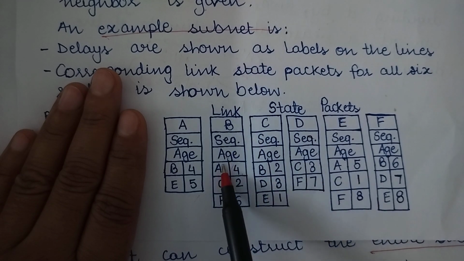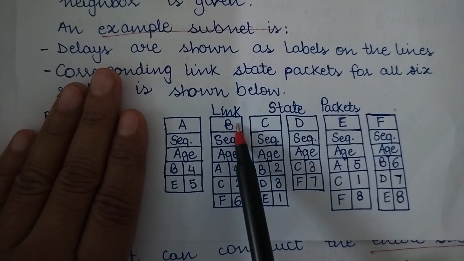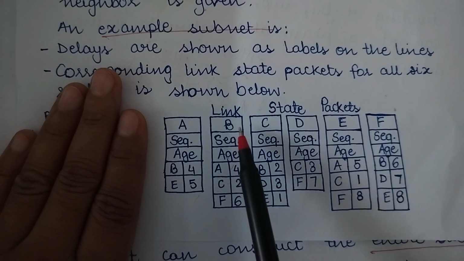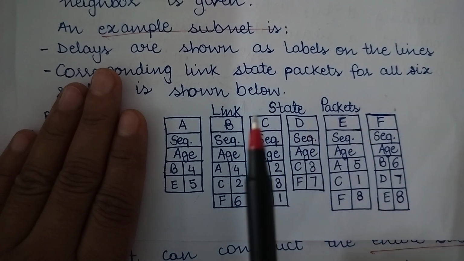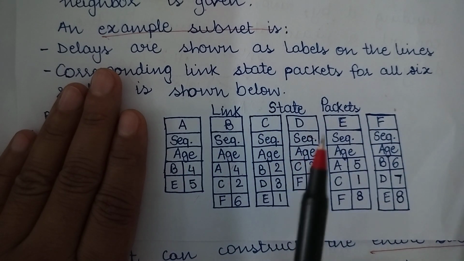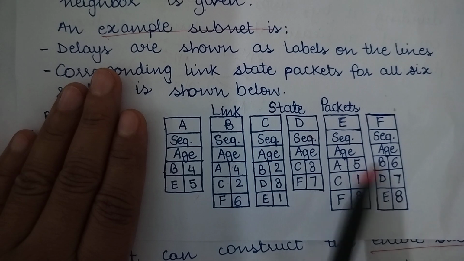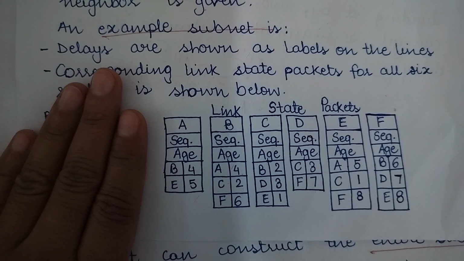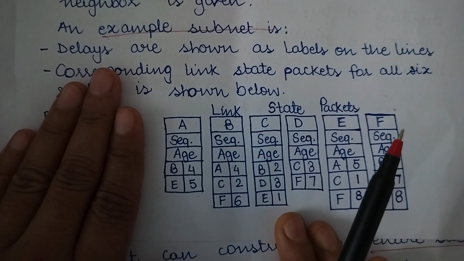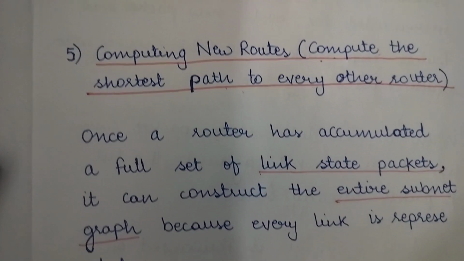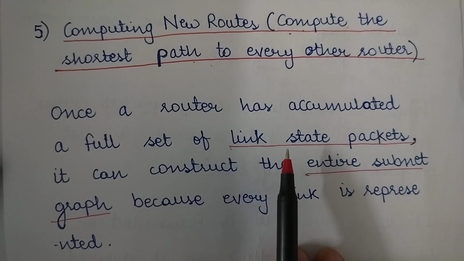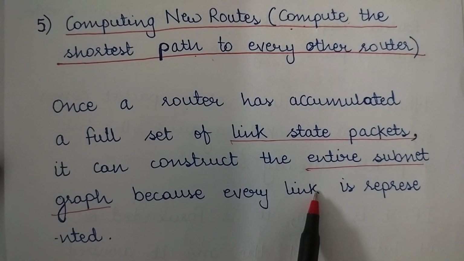Similarly, router B is directly connected to A, C and F, and the cost to reach from router B to A is 4, from B to C is 2, and from B to F is 6. So this way it is very easy for me to construct a graph of the subnet, because with the help of these link state packets I have the complete information of the subnet now. That is why they say that once a router has accumulated a full set of link state packets, it can construct the entire subnet graph, because every link is represented.